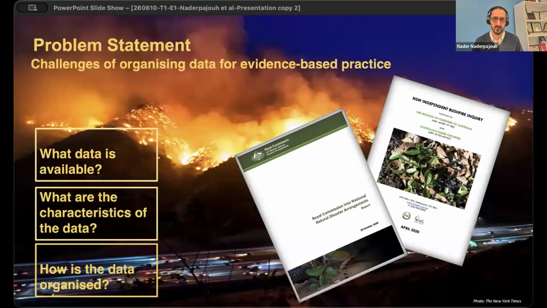So what is the start point for this research? The national inquiry and also the New South Wales independent inquiry have both indicated that Australia does not have an appropriate and usable national database for bushfire. So we started with the question of what data is available, what are the characteristics of this data, and how this data is organized, specifically focusing on the artifact of database, as the whole organizing of data is around that.